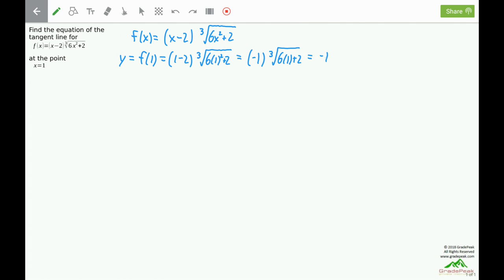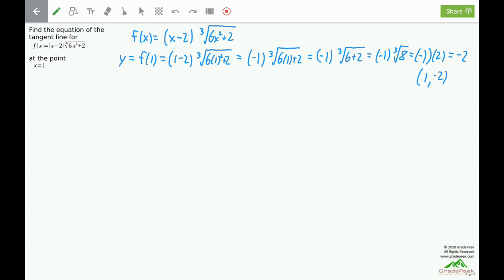So we have a negative 1 times the cubed root of 6 times 1, which is a 6, and then plus 2. So negative 1 times the cubed root of 8, which is negative 1 times a 2, and negative 1 times a 2 will be a negative 2. So we have a y-coordinate of negative 2 paired off with the x-coordinate of 1. So we have the point (1, -2).